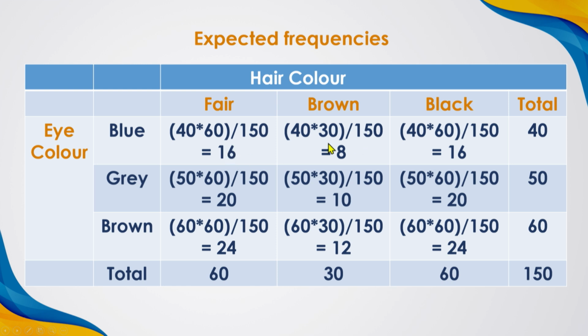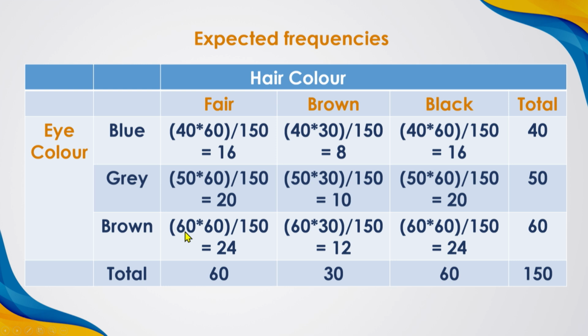In the similar fashion you can see over here, 40 is the row total multiplied with 30, your column total, divided by 150. Again I am reminding you, these 40 and 30 have not been obtained from here; they have been obtained from your observed frequencies which were calculated earlier. These totals have to be matched with your observed frequency only, that is 40, 50, 60, which have to be matched with the earlier case.